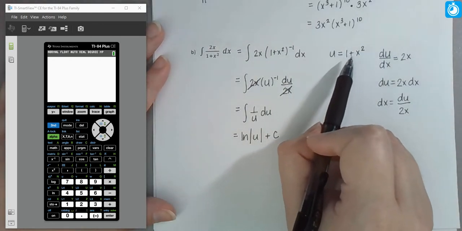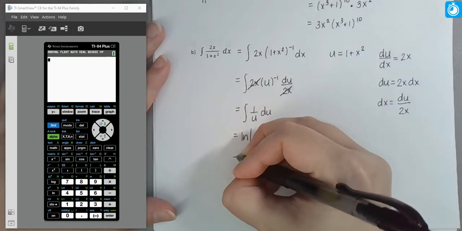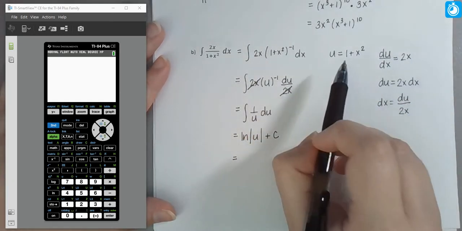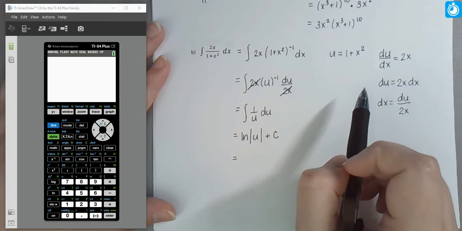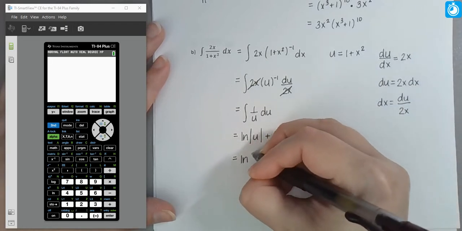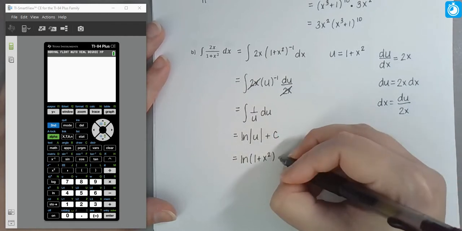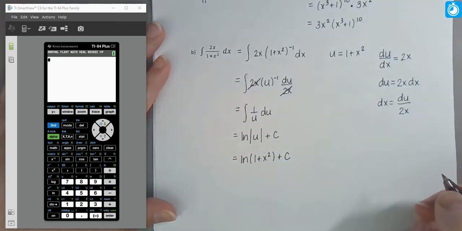So as it turns out, because of what we're plugging in here, because it's always going to be positive, when we sub it in, we can actually drop off the absolute value bars because this expression will always be a positive number. So we're going to resubstitute. So we have the natural log of 1 plus x squared plus c. That will be our antiderivative.